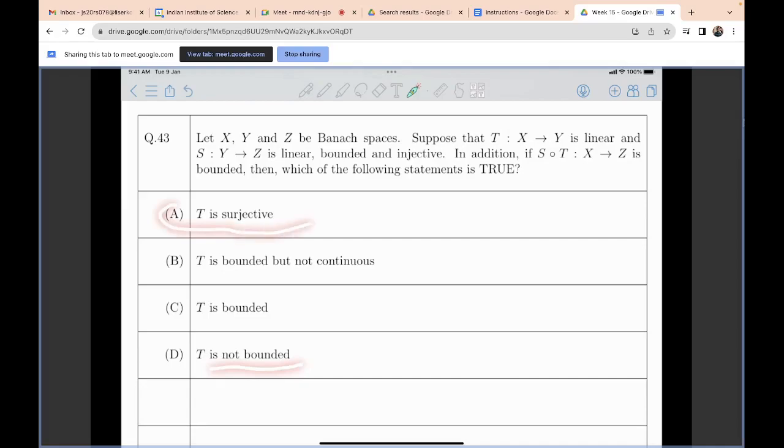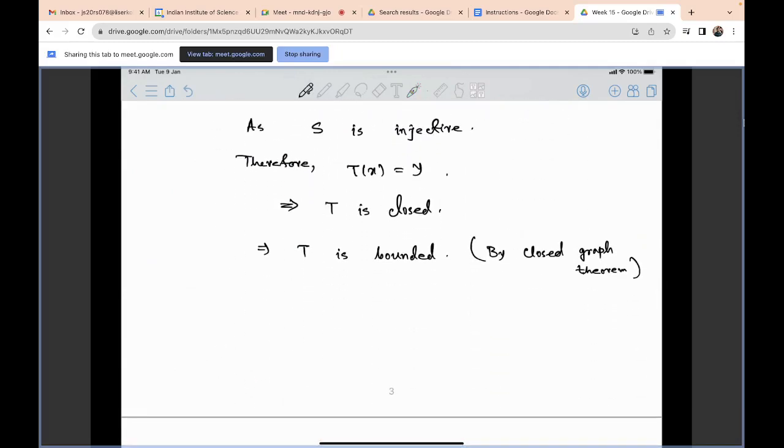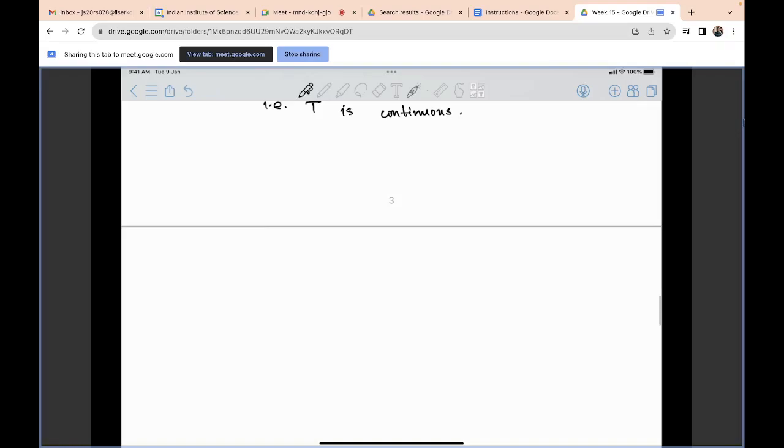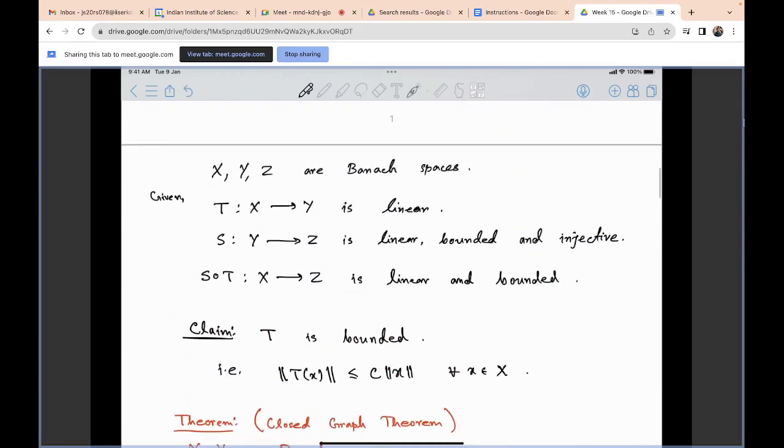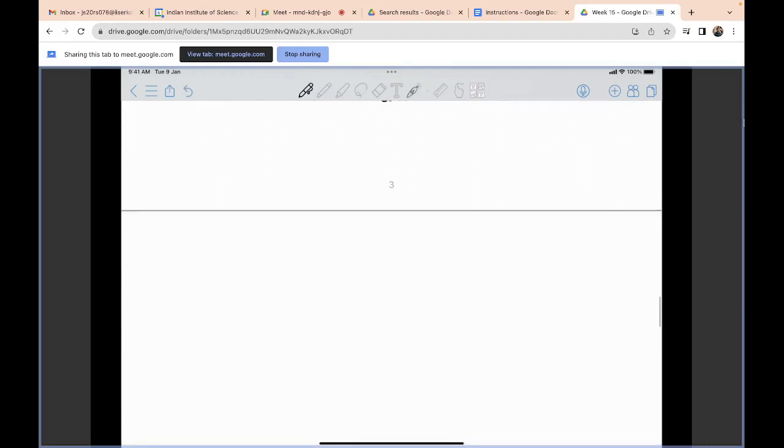So only the option A remains to check. So let's check option A. It is saying that T is surjective. Right. So this is bounded, which implies that T is continuous, because these are linear operators. So now you have to check whether T is surjective or not. So we'll show that T may not be surjective even if this condition is given. So it means there is a linear map which is not surjective but still satisfies this condition. So we'll give an example of that.